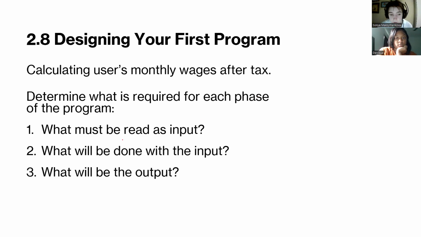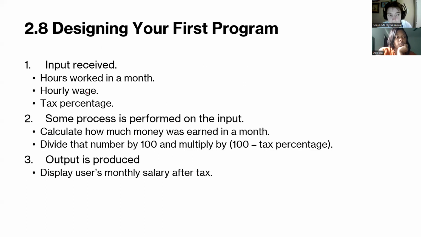So we figured out what our input must be. Now we have to figure out what we are going to do with the input, what calculations we must perform. When it comes to monthly wages, we take the hourly wage multiplied by the number of hours they worked, and then take the tax out. What we will do with the output is just display it on the screen for the user to see. Input received: hours worked in the month, hourly wage, tax percentage.